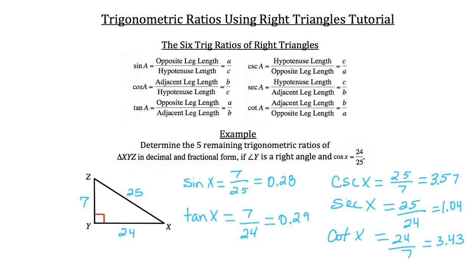So those are the remaining trig ratios of triangle XYZ in decimal and fractional form. Now let's take a look at a word problem.